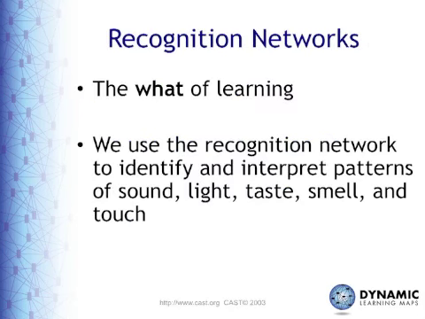For example, as defined by CAST, UDL engages the recognition networks. These learning networks focus on the what of learning. Learners use the recognition networks to identify and interpret patterns of sound, light, taste, smell, and touch. In the classroom, the recognition networks are engaged when students are asked to identify things like letters, numbers, words, and formulas. Mastery of isolated skills is often restricted to the recognition networks.